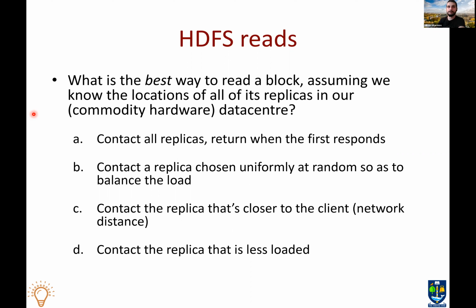Okay. And D also tries to optimize for load balancing. You want to contact the replica that's less loaded so that you don't overload any single replica. What's the difference between A and C? Like both of these optimize for latency.